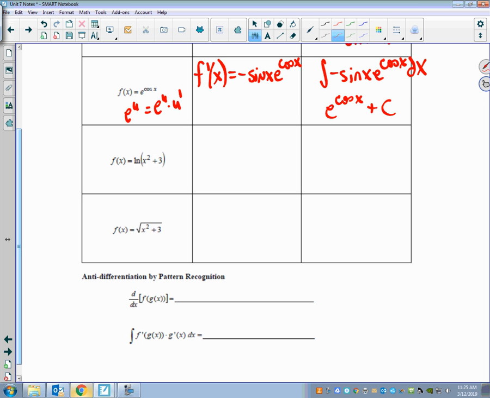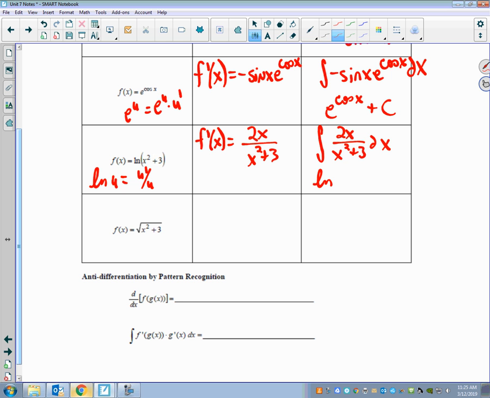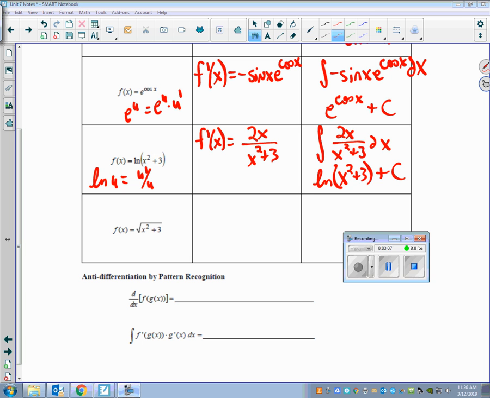What about ln? Well, remember the derivative of ln of u is u prime over u. So my derivative here would be 2x over x squared plus 3. So then think about if you had this antiderivative or this integral of 2x over x squared plus 3. Again, it's not really the power rule. You have to just look at it and see the pattern that it's going to go all the way back, and you're going to get the ln of x squared plus 3 plus c.